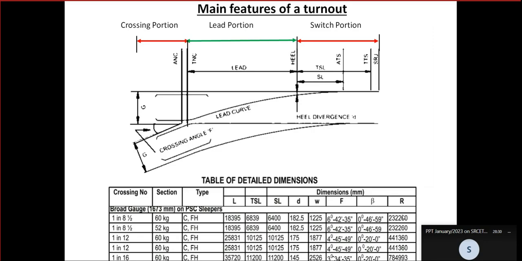And some radius. Mainly radius you must know, because radius is very important for layout calculations. This is the radius of turnout for different turnouts. 1 in 8.5 is 232, 441 is for 1 in 12, and 116 784, and 128 something, 12,283 meters for 1 in 20.